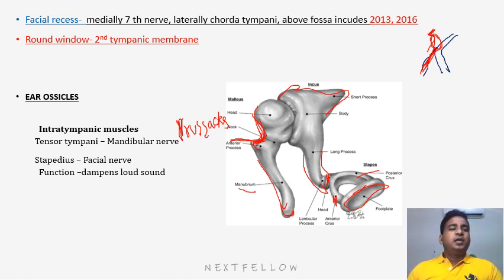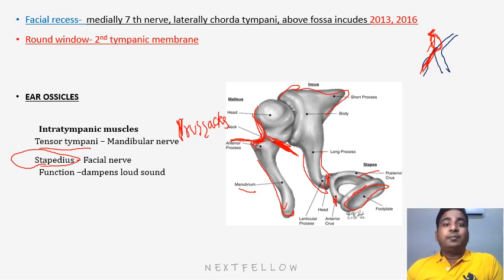I hope you understand. So there are two muscles in the middle ear. One is the tensor tympani muscle. This muscle is attached at the level of the neck or the under surface of the malleus. Here is the tensor tympani muscle. It is coming from the anterior wall and getting attached to the malleus neck, or we can say under surface. It is supplied by the mandibular nerve. And the other muscle is the stapedius muscle. This stapedius muscle is attached to the stapes head or the neck. The stapedius muscle is supplied by the facial nerve.